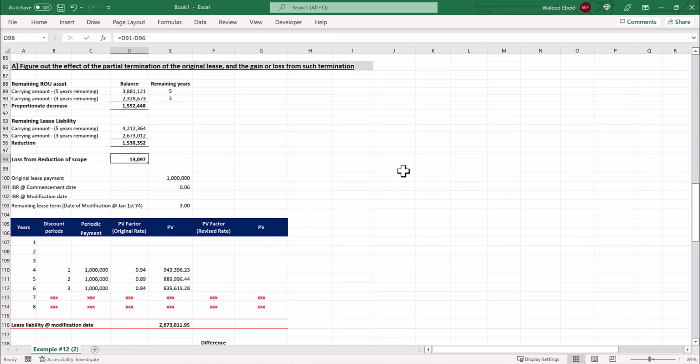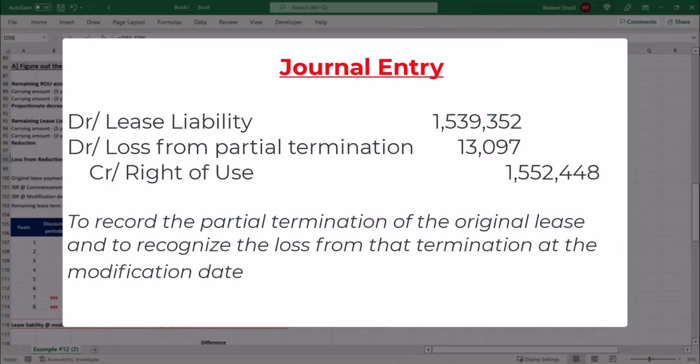So, let us book the journal entry to recognize the partial termination of the original lease. Debit the lease liability by 1,539,352. Credit the right-of-use asset by 1,552,448. And the plug figure is a debit with 13,097, which is the loss resulting from the partial termination of the original lease.